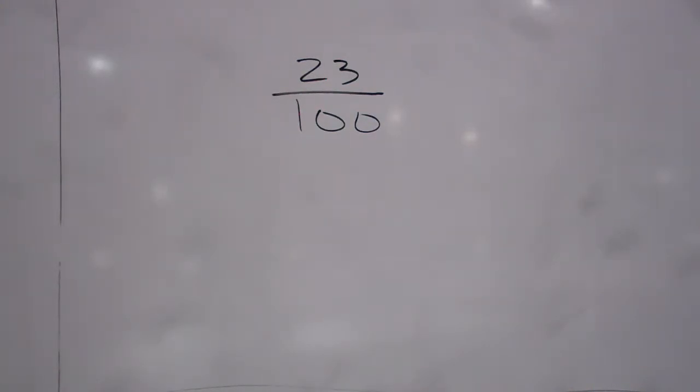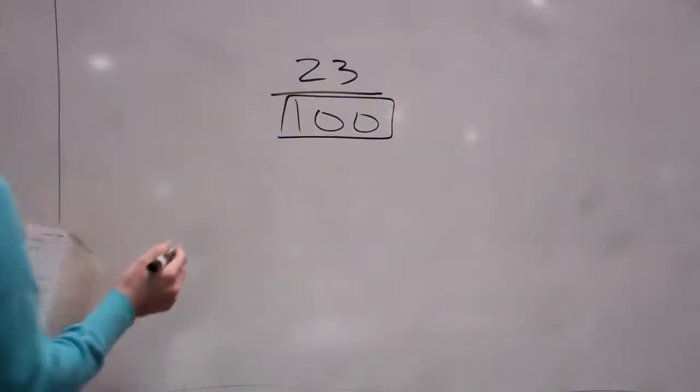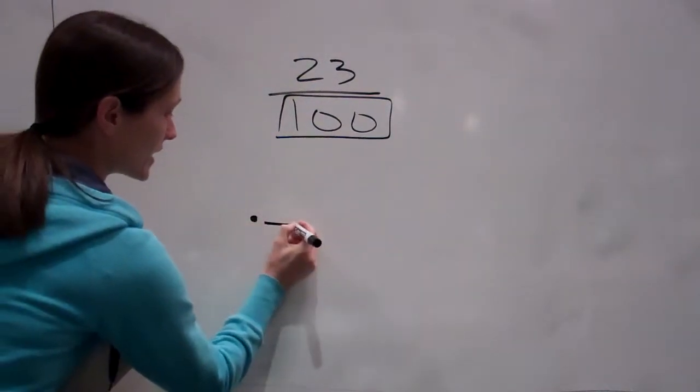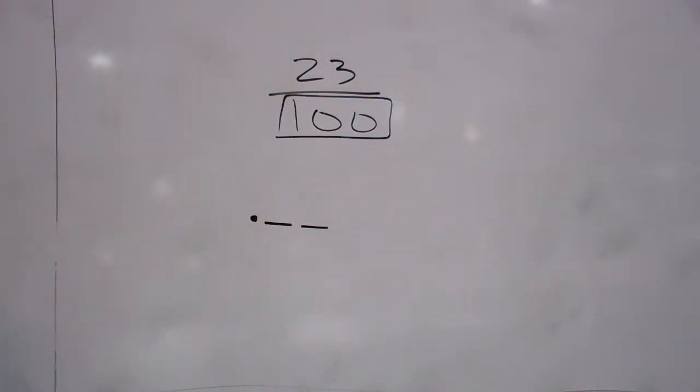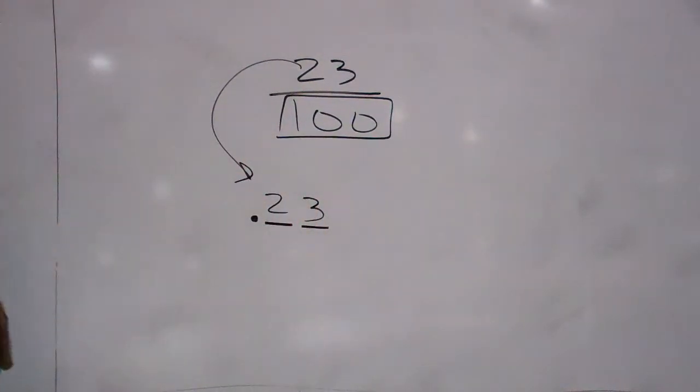Okay, this should have been an easy one. You should have been able to do it really quickly, and let me tell you why. Because you see this 100 on the bottom, therefore you would know it's tenths, hundredths. Remember that? Then you just put 23 in there. Come on, Lane. Remember that, bud.